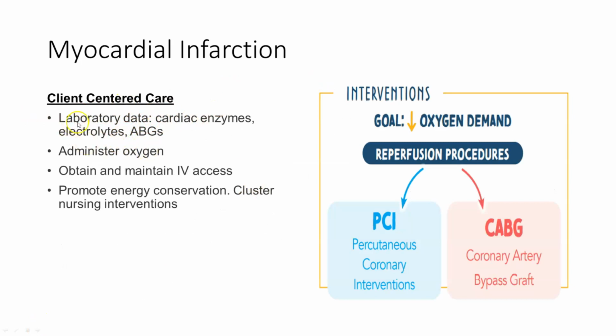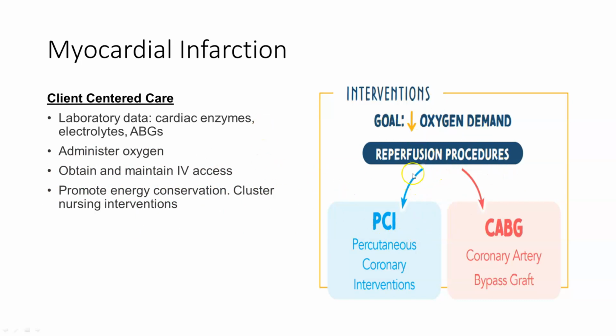You could still expect cardiac enzymes, your electrolytes, ABGs. We don't talk a whole lot about ABGs because this is a cardiac test, but it's actually going to tell me about perfusion. We've looked at lactic acid levels in the past because you could end up in some sort of acidosis because of the way that you have breakdown of your red blood cells due to injury, and then now you have hyperkalemia. We still expect to give oxygen, IV access, and promote energy conservation.